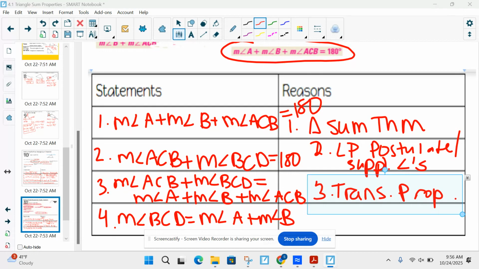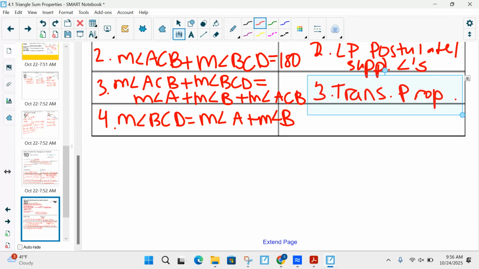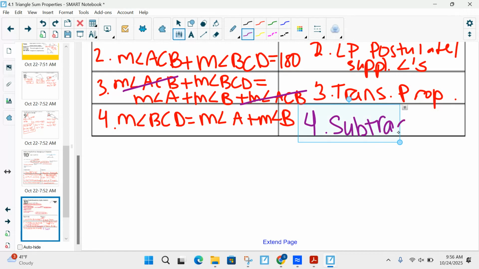Then, also another review from the quiz. If you've got two things on the same side, you can subtract them out, right? So what do you see is the same on both sides that we can subtract out? Emma. Yes, ACB. And now it's BCD equals A plus B, which is the triangle exterior angle theorem. So step 4 is subtraction.